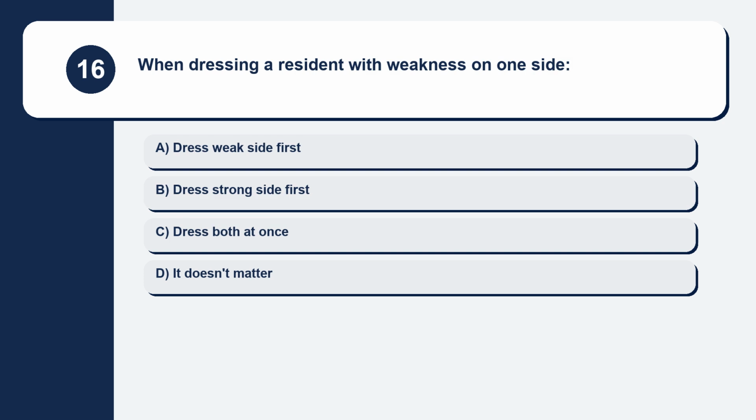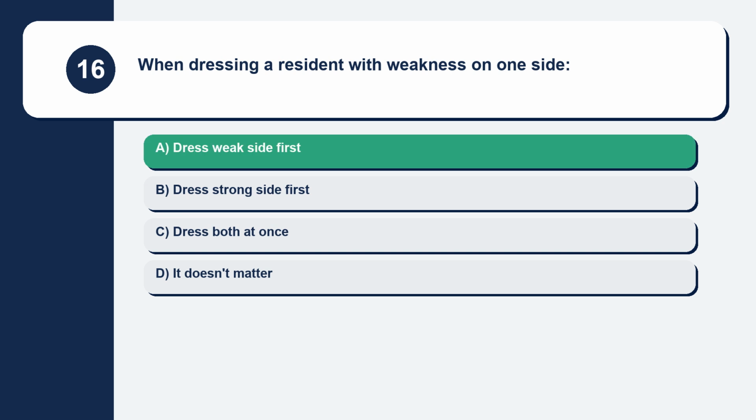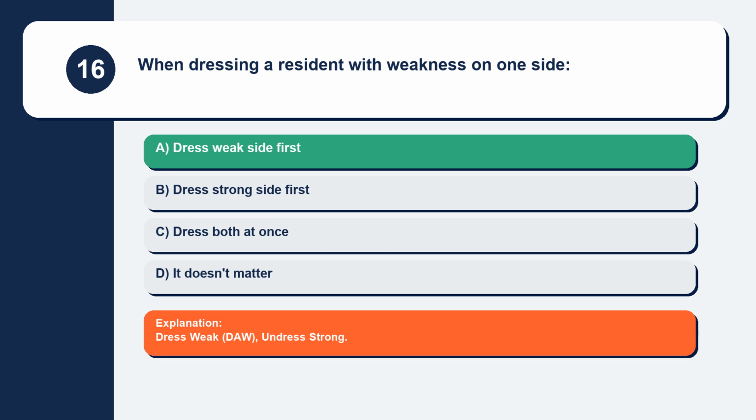Question 16. When dressing a resident with weakness on one side: dress the weak side first, dress the strong side first, dress both at once, or it doesn't matter. Dress weak side first, undress strong side first.